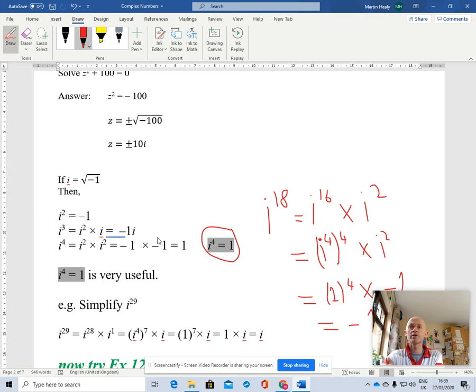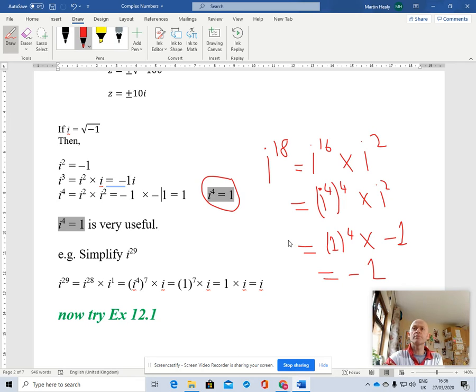Why is that useful? Let's say, for example, you want to work out what i to the power of 18 simplifies down to. Well, 4 into 18 goes 4 times, remainder 2. So you can split this up into i to the power of 16 times i to the power of 2. That breaks down into i to the power of 4, to the power of 4, and we can replace that i to the power of 4 with 1. Then 1 to the power of anything is simply equal to 1. Times that by -1, which is i squared, and you end up with -1 as your answer. So i to the power of 18 is equal to -1.